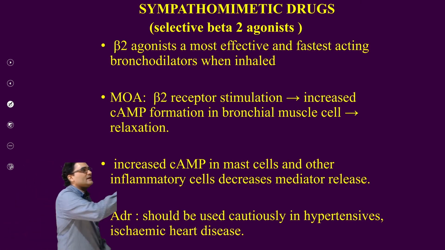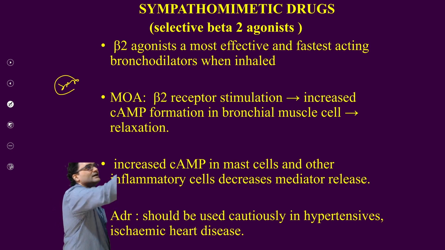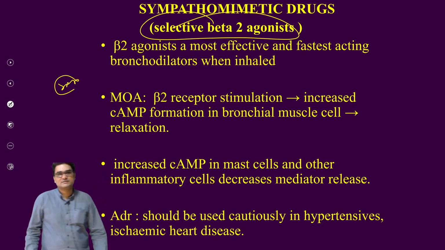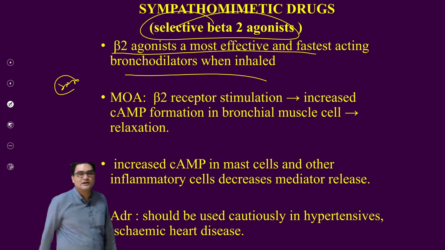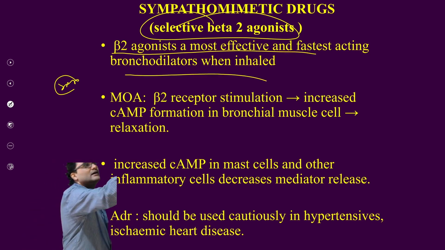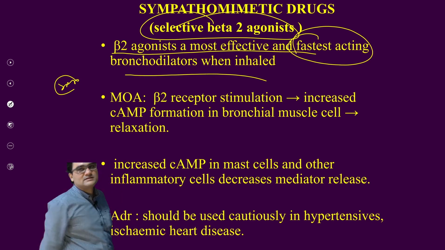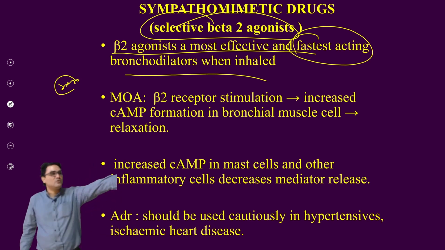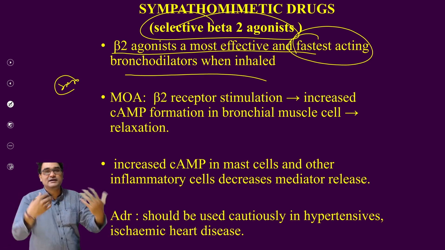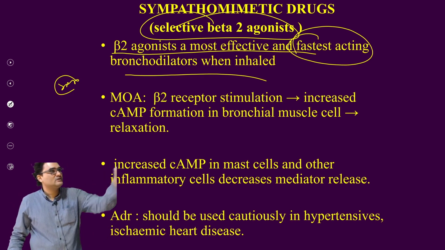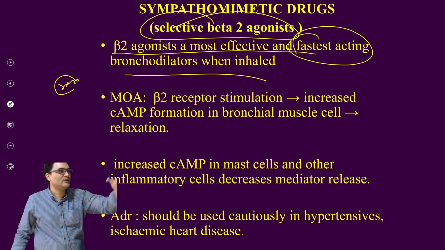They are known as SABA or selective beta 2 agonist drugs. Beta 2 agonists are the most effective and fastest acting bronchodilators. Remember this point, they are the fastest acting drugs in bronchodilation. What is the main symptom causing this clinical manifestation? Bronchoconstriction. So these drugs will cause fast bronchodilation.